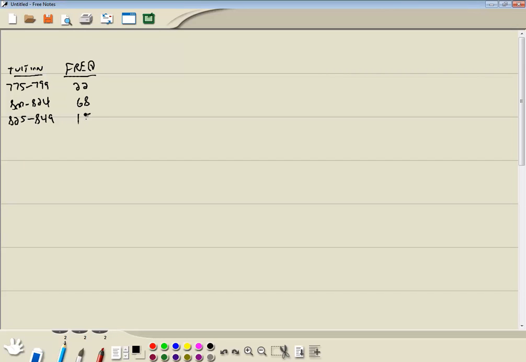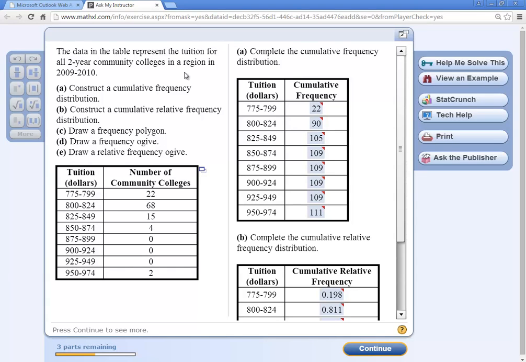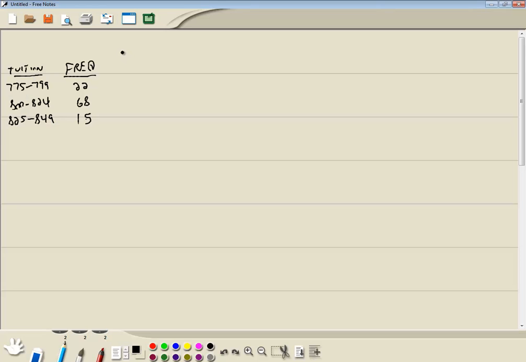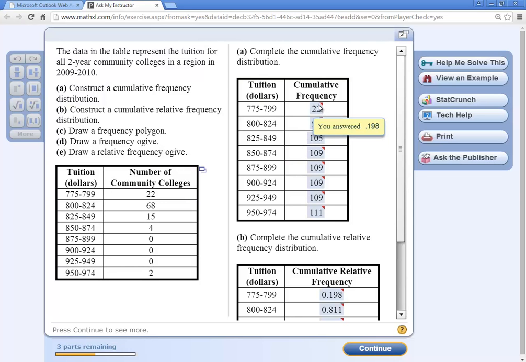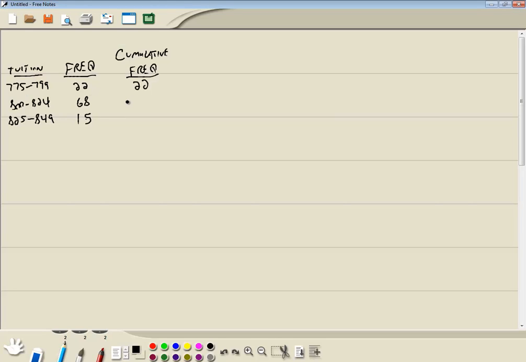And I won't do the entire piece. You'll see how to do it after I do a few. Okay, cumulative frequency. What cumulative frequency does is add up the current frequency plus all the ones above it. So this first one is just 22. Now the next one is going to take the 68, the current frequency, plus all the ones above it.